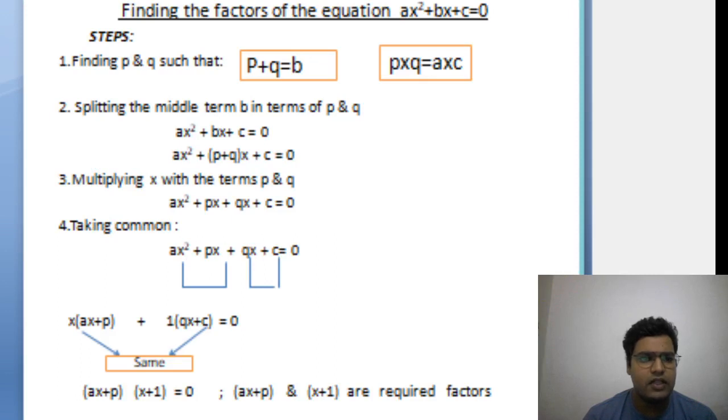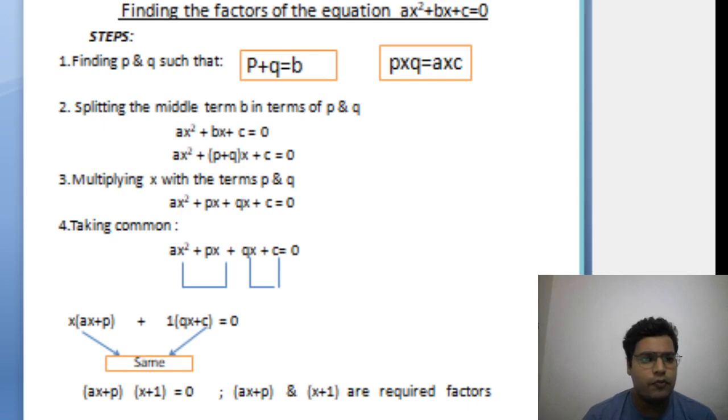To understand the topic, we have taken a general quadratic equation ax square plus bx plus c equals 0. Here a is the coefficient of x square, b is the coefficient of x, and c is the constant term in the polynomial equation. The first step to find out the factors of the given polynomial equation is finding the value of p and q. So we are taking two variables p and q.